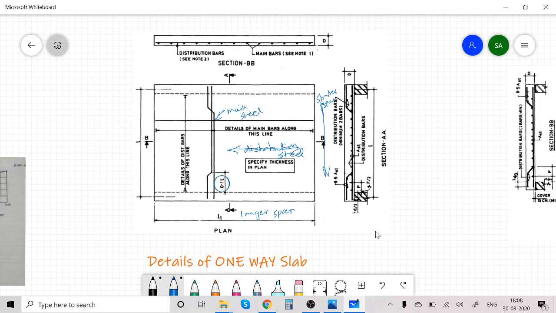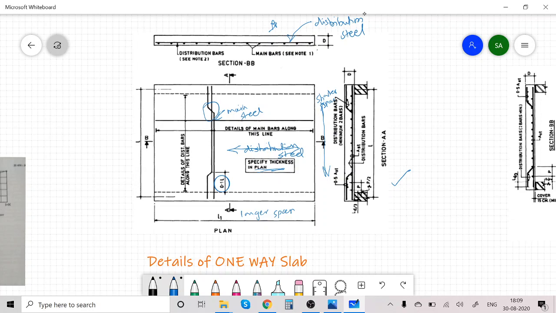The alternate bars are bent. One bar is bent on left side, the other bar is bent on right side likewise. You can see the section AA, that is along shorter span. This section is along shorter span, whereas this section is along longer span. You can see main steel is at the bottom and this is the distribution steel. You must mention the thickness of the slab in the plan, in the drawing.